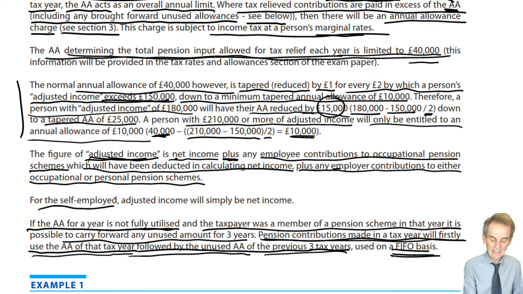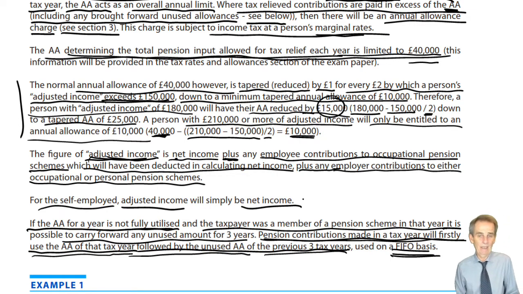If you are self-employed, therefore, then there is no occupational scheme to pay into, neither by an employee nor by an employer. So for the self-employed, adjusted income is very much easier. It is simply the net income figure. There is no adjustment to do to it. It is the net income figure.